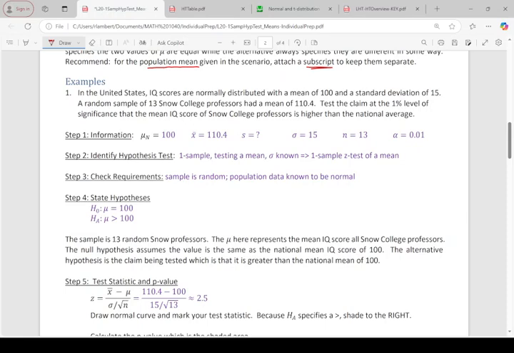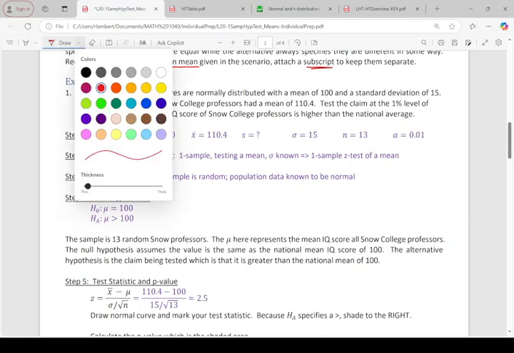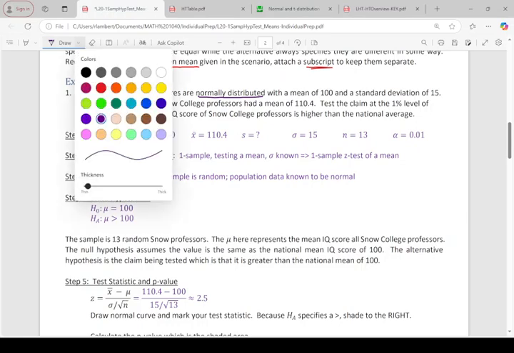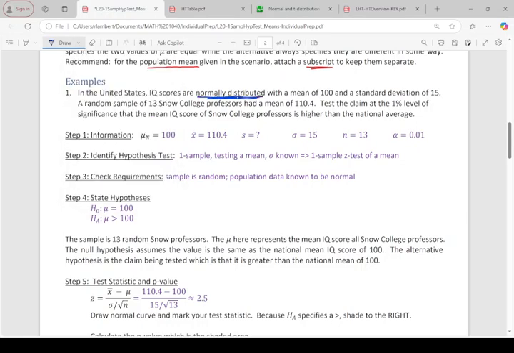In the United States, IQ scores are normally distributed. I'm going to go ahead and underline important things. Let's not use purple. Purple's already the text below. With a mean of 100 and a standard deviation of 15. A random sample of 13 Snell College professors had a mean IQ of 110.4. Test the claim at 1% significance that the mean IQ score of Snell College professors is higher than the national average. So there's our claim, that's our significance.